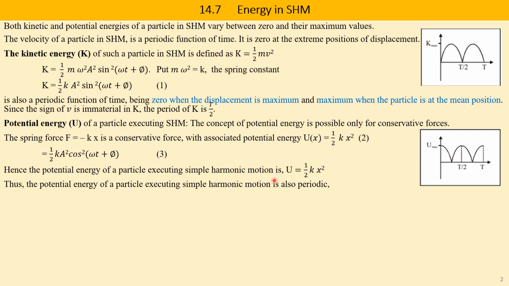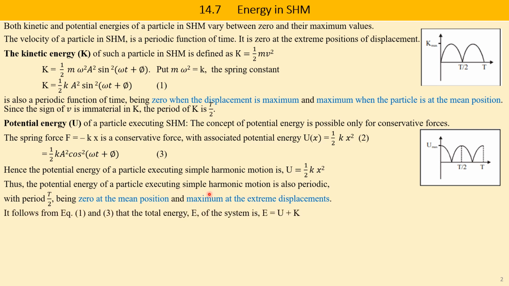Is periodic, and it is given by U is equal to half into small k into x square, as shown in equation 2. Thus, the potential energy of a particle executing simple harmonic motion is also periodic with period T by 2. You see here in graph 2 also the period is T by 2, being 0 at the mean position.